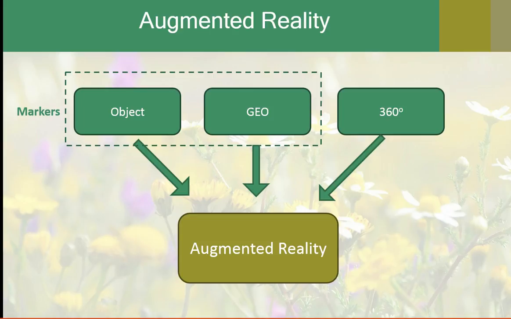Okay, so we're back. Part two, starting with augmented reality. So the object will be a very different experience for the visitor than Geo, and also is a different experience than the 360 degrees. So let me continue on and describe each of these in more detail.